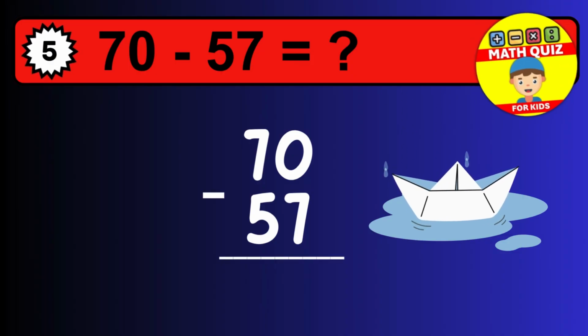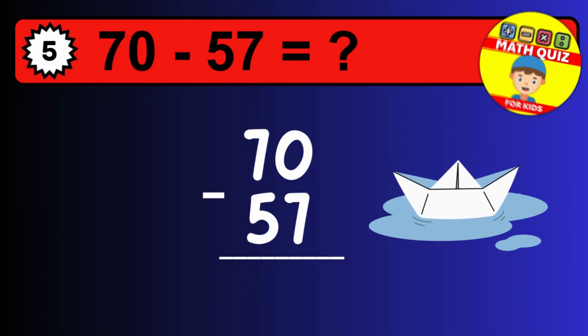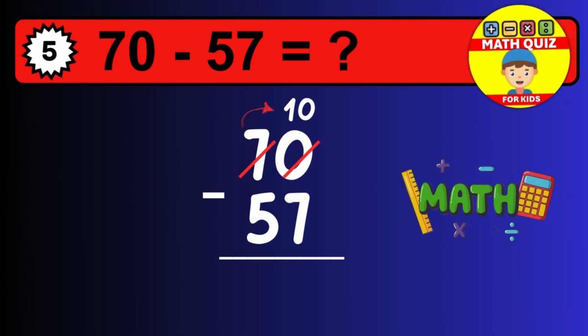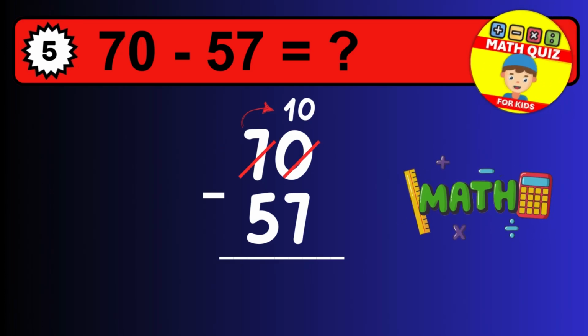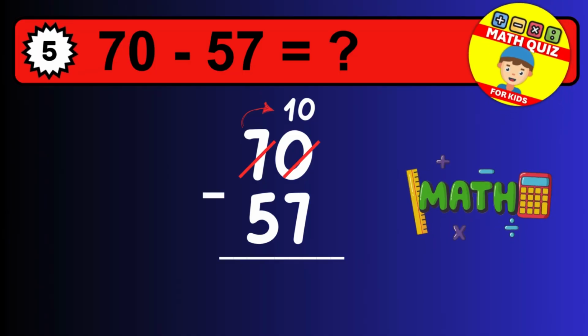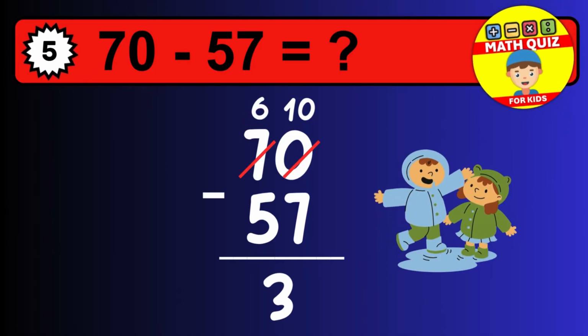Let's solve this step by step. We start with the units. 0 minus 7 is not possible, so we need to regroup. We take one 10 from the tens column. Now we have six tens, and the units become 10.